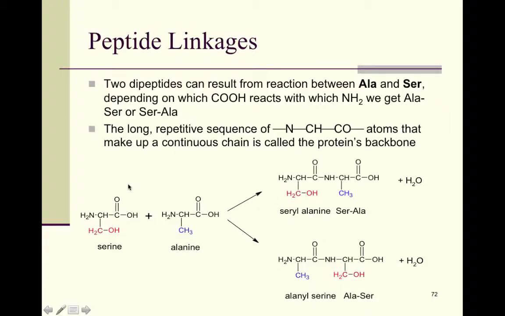In fact, if you have 2 different amino acids, you can get 2 different dipeptides out of that. So 2 peptides can result from the reaction of 2 different amino acids. In this case, I'm giving the example of serine and alanine.